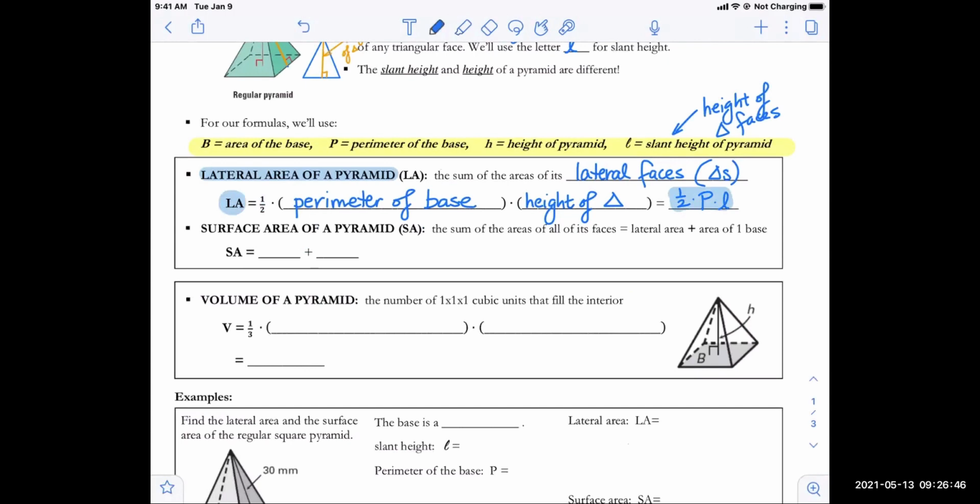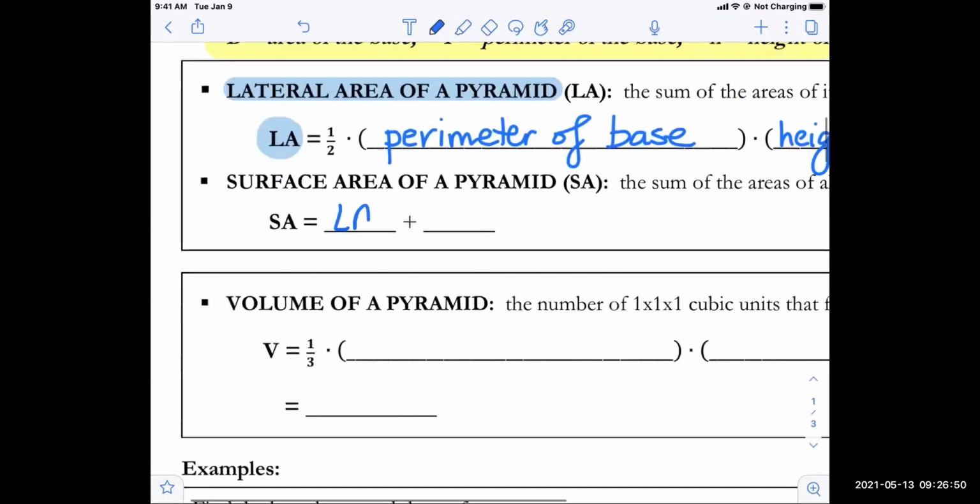Now for surface area, we're going to take the lateral area and add on what? How many bases? Just one. I'm going to write 1 in the front there just for emphasis. You don't have to have a 1 there. But there's 1 base, not 2 bases, because it's a pyramid.